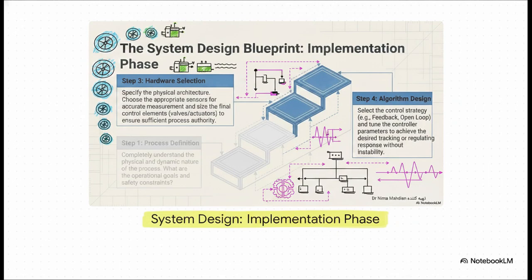Step 3 is hardware selection. Now we're picking out the physical sensors, and we're sizing the valves to make sure they are actually strong enough to control the fluid flow. Finally, step 4 is algorithm design. This is where we write the actual logic into our PLCs and computers to make sure the system responds smoothly without violently vibrating or becoming unstable.